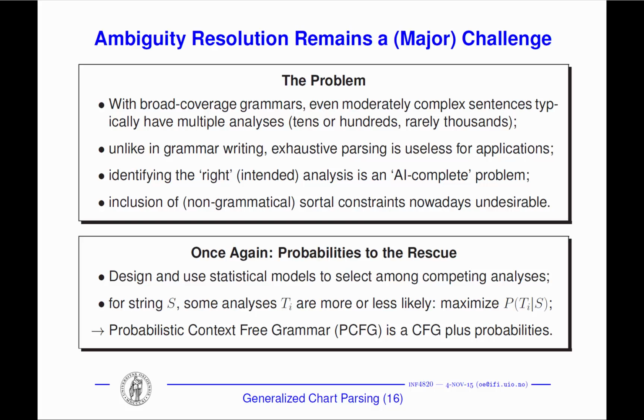And identifying the intended analysis, what the speaker intended, well, we don't have access to the speaker's brain. So that's what we sometimes half-jokingly call an AI complete problem. We would need models and technologies that I don't expect we'll build in the foreseeable future.